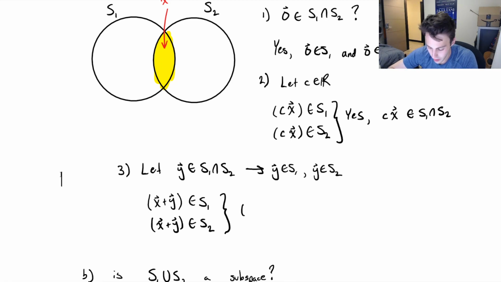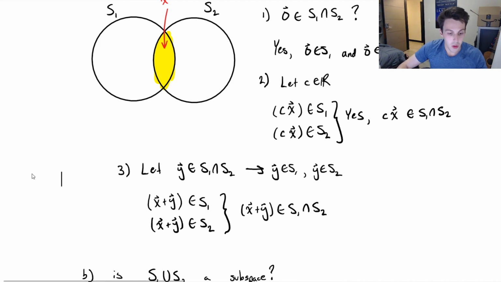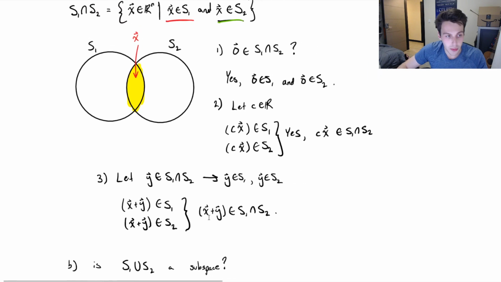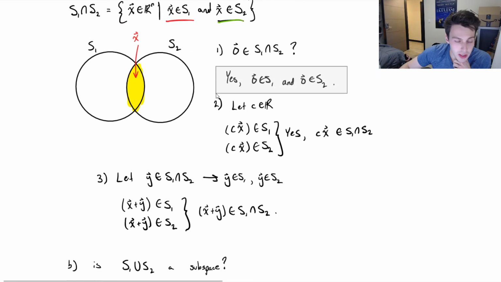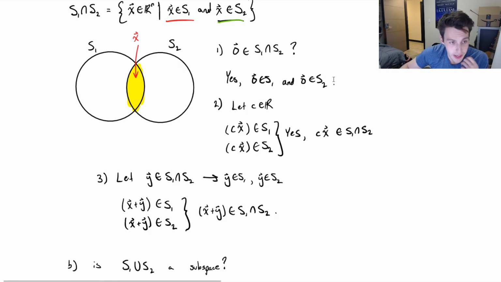So x plus y is in the intersection of S1 and S2. So we have checked all three of those things, okay? Yes, we know the zero vector exists. It exists in S1, it exists in S2, right? It exists in both, it's in the intersection.